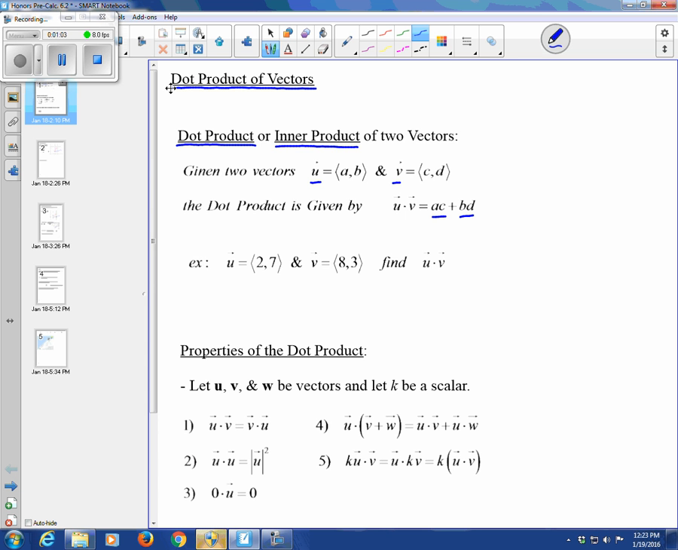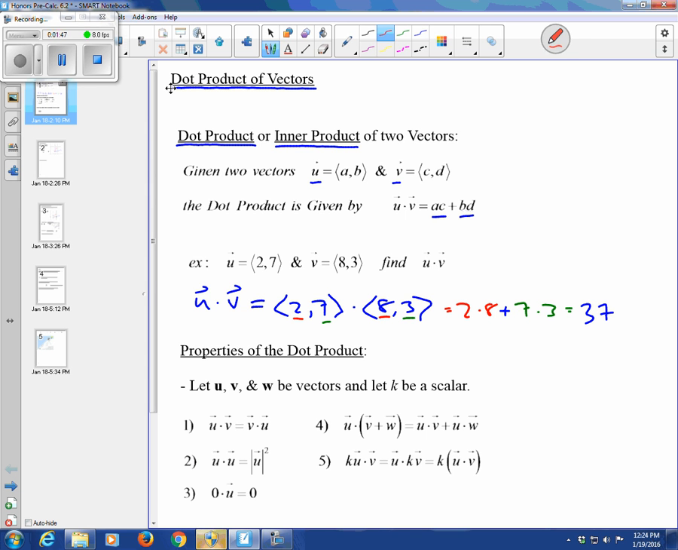So right here we've got vectors u and v. We could say u dot v is going to be, basically, when we take the dot product of these two vectors, we are multiplying first the horizontal components, so it will be 2 times 8. And then adding that to the product of the vertical components, 7 times 3. And that gives us 16 plus 21, or 37.